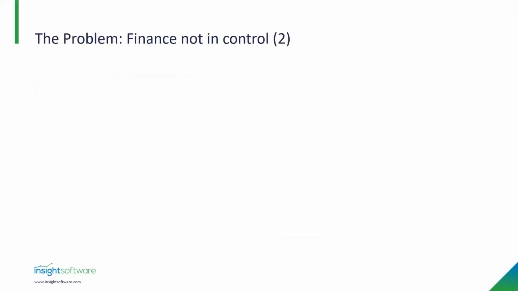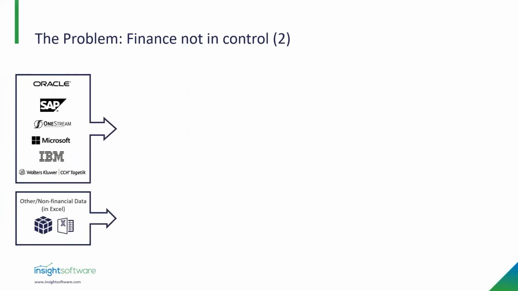Finance is not in control. How does it look in a typical monthly reporting cycle? Well, on the left side here, you have your EPM systems. Then the data is dumped into spreadsheets.